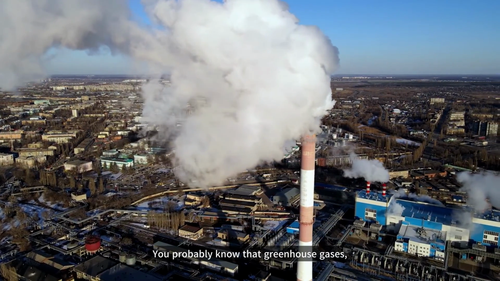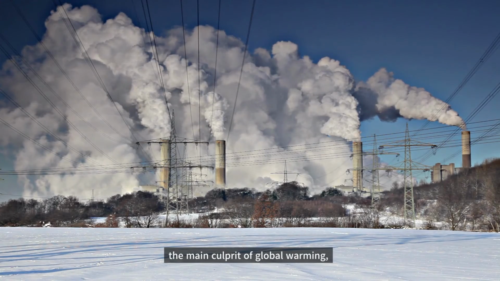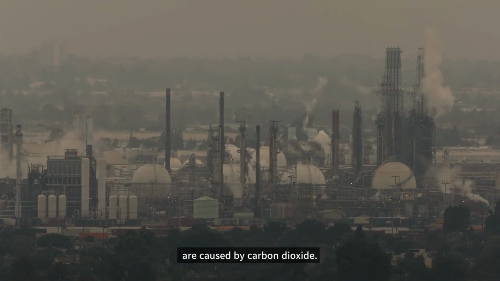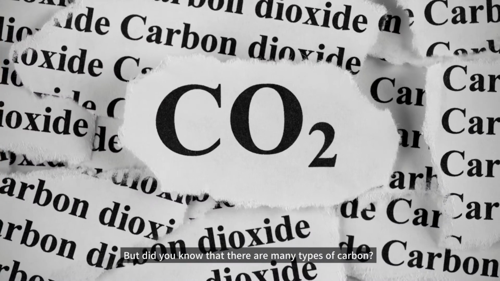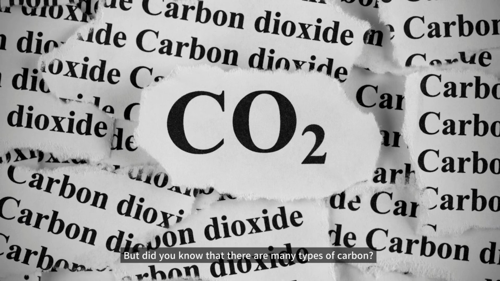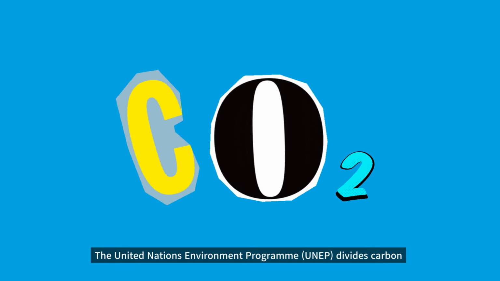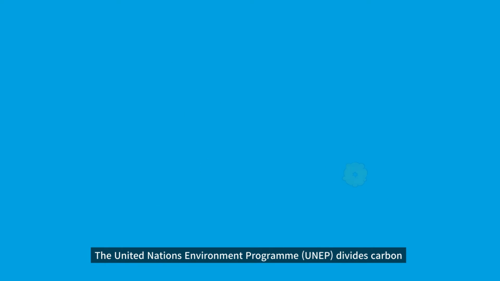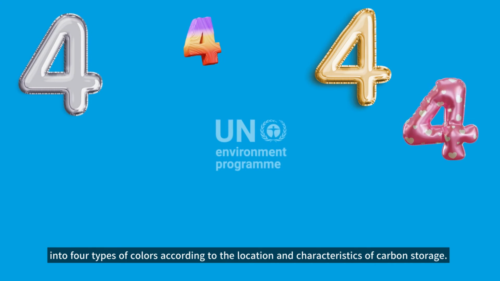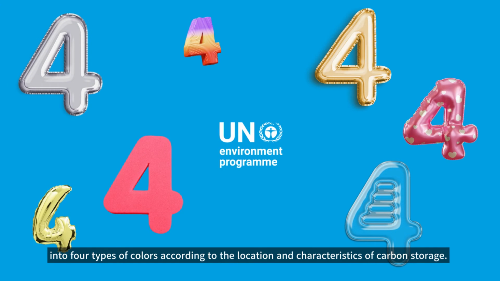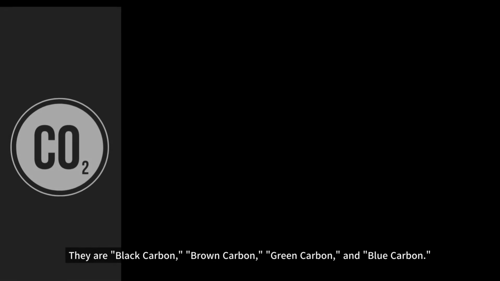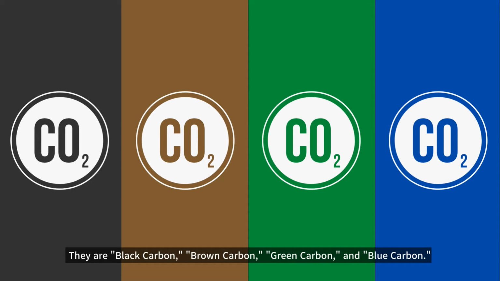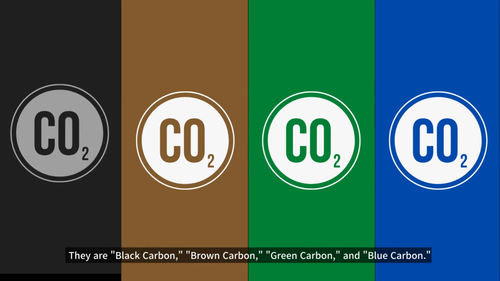You probably know that greenhouse gases, the main culprit of global warming, are caused by carbon dioxide. But did you know that there are many types of carbon? The United Nations Environment Program divides carbon into 4 types of colors according to the location and characteristics of carbon storage. They are black carbon, brown carbon, green carbon, and blue carbon.